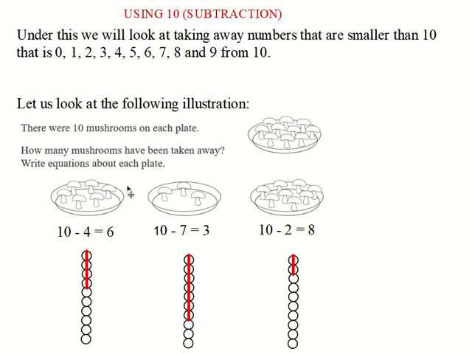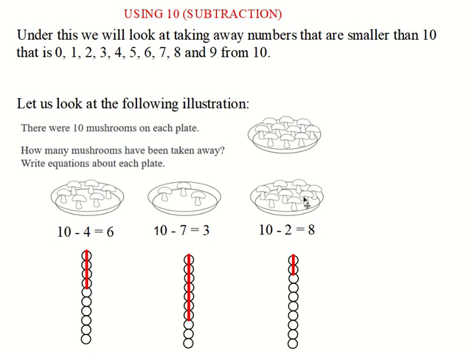The next one here, we realize we have 3 mushrooms left on the plate. And then coming to our circles here, that means we have to take a certain number away for it to remain 3. So we realize 7 had to be taken away, to be left with our 3 mushrooms on the plate. So our equation here will give us 10 minus 7 is equal to 3.